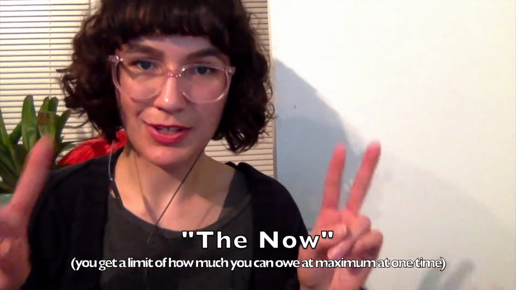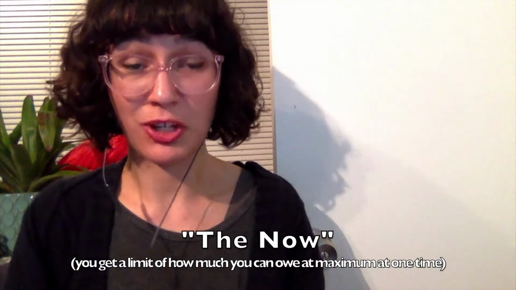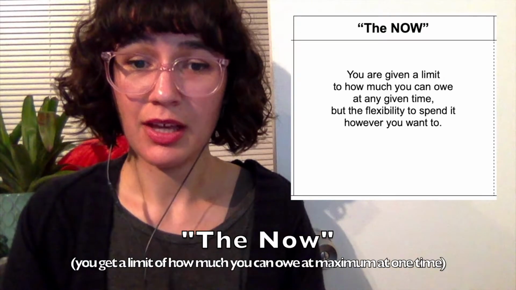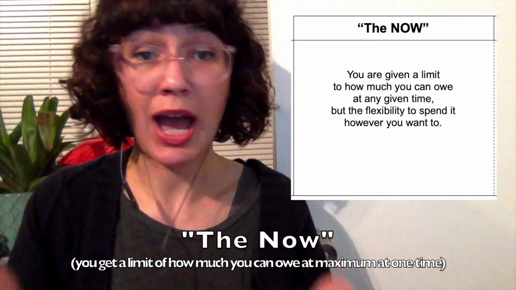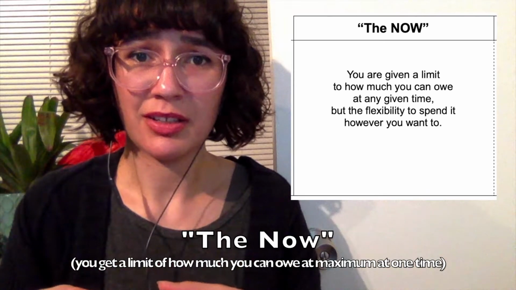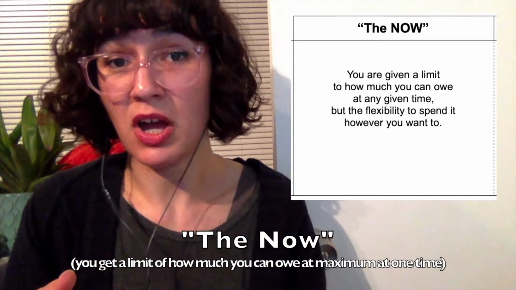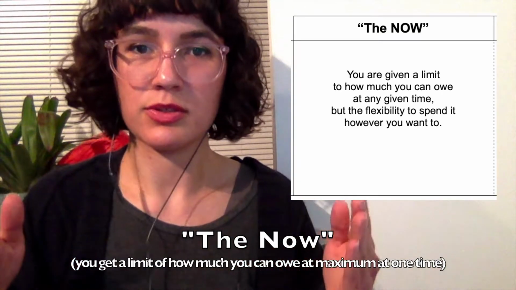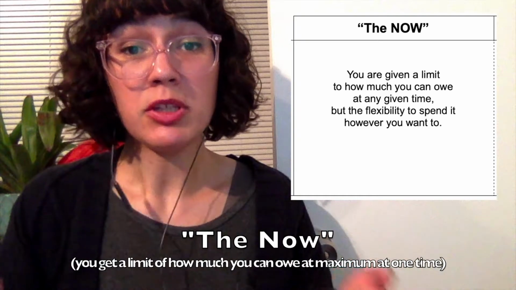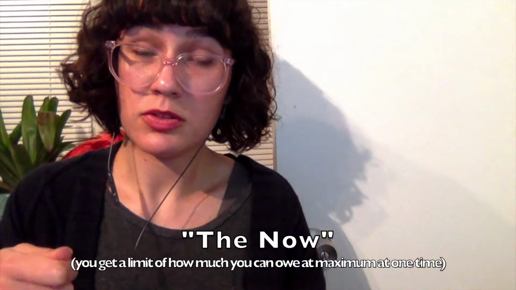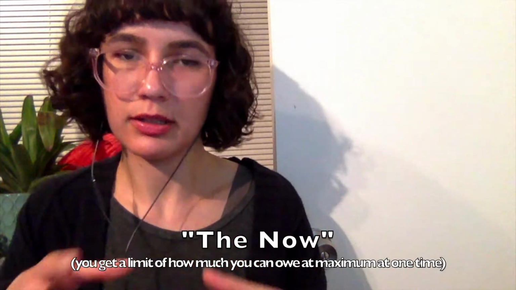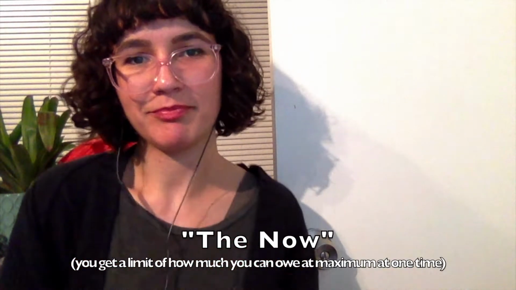So the closest thing to a now with a credit card is that when you first start out, you're given a limit. And the limit is how much you can owe at any given time. But you have the flexibility about how you want to spend it and if you want to spend it. So you might have a credit limit of $1,000. You don't have to go, and you shouldn't necessarily go and spend $1,000 all at once. You have the flexibility to spend up to that $1,000 and then pay it back. Also very flexible. So the now of a credit card is the most loosey-goosey of all of them. This is a way more fun dance.